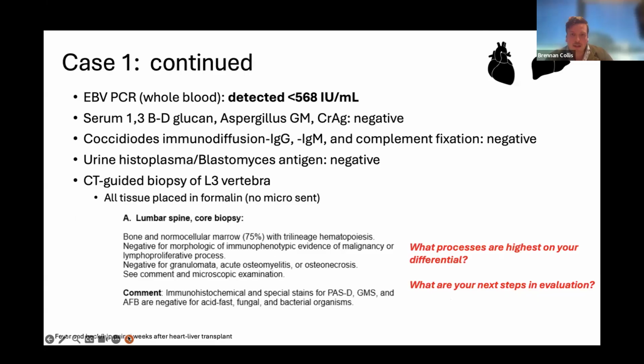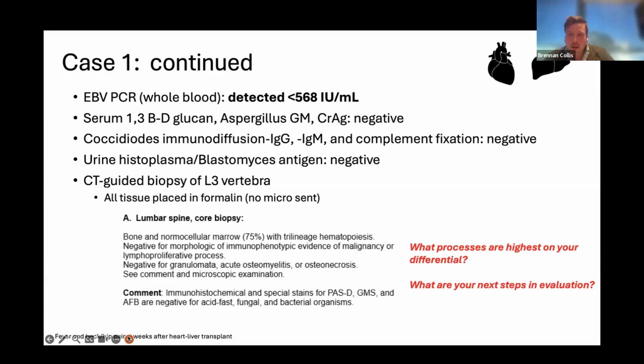And because of a non-diagnostic initial workup, our patient proceeds to get a CT-guided biopsy of the L3 vertebral body lesion. And unfortunately, again, all of the tissue was placed in formalin and none was sent to our microlab for culture. But what we get is a pretty normal histopathology result. So we have normal bone, no signs of infection, no acute osteomyelitis, no granulomas, and additional stains for acid-fast, fungal, and bacterial organisms are all negative.